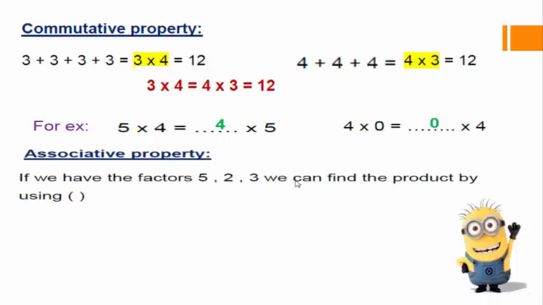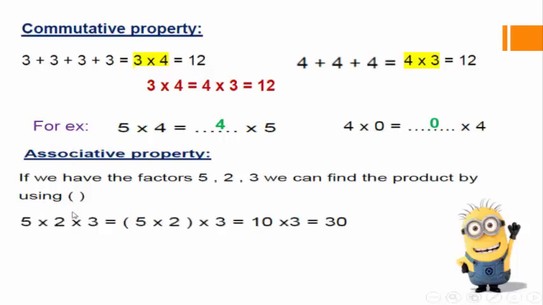And we have another property called associative property. If we have the factors 5, 2, and 3, we can find the product by using brackets. So when I say associative property, I use brackets. 5 times 2 times 3, I will use the brackets with the first two numbers. So 5 and 2 inside the bracket times 3. Find the product inside the bracket. 5 times 2 is 10, times 3 equals 30.